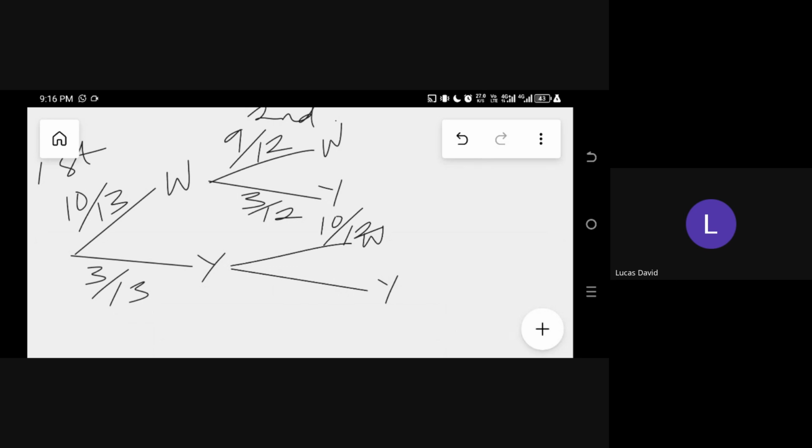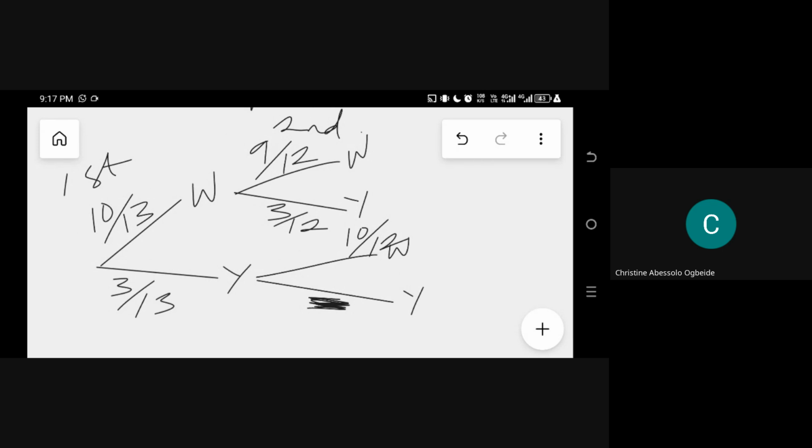Without replacement. 3 over 12? Nope. You picked yellow the first time. This is the part you're feeling, this part here. You picked yellow the first time without replacing it. What's the probability that you will pick yellow the second time?